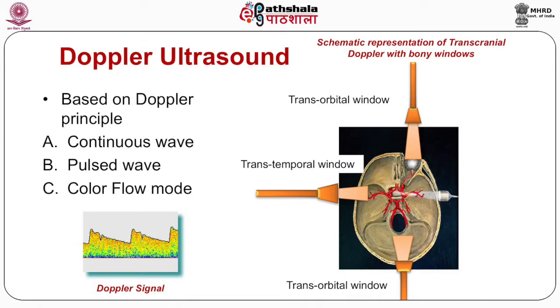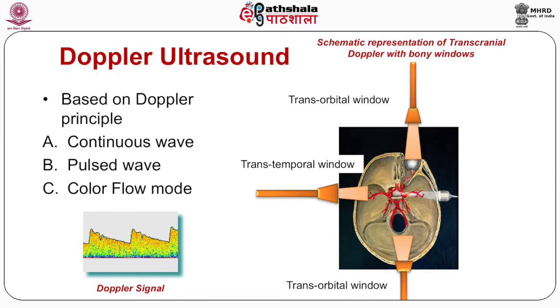Then another common modality for ultrasound is color flow mode. Now, in color flow mode, we detect whether the blood is flowing towards the probe or away from the probe, and this is given a different color scale. Blood flowing towards the probe is designated as red, and blood flowing away from the probe is designated as blue in color. So color flow mode is used to visualize blood flow.